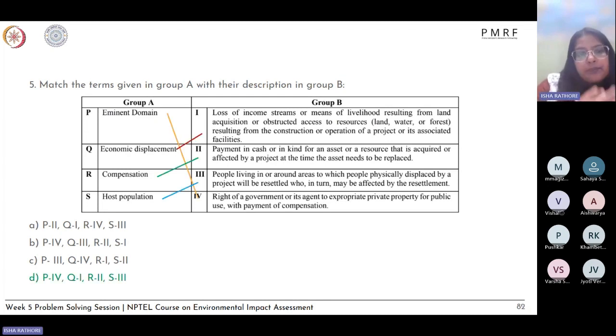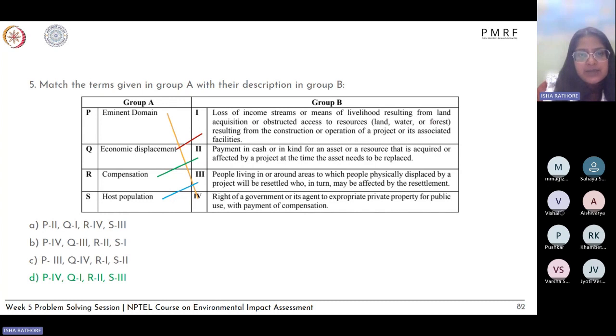Okay, so we have eminent domain, which is the right of the government or its agent to expropriate private property for public use with the payment of compensation. That is, the government is the eminent domain. They have the right to take any private property for any public use development activity with paying compensation, of course. So P matches with 4.